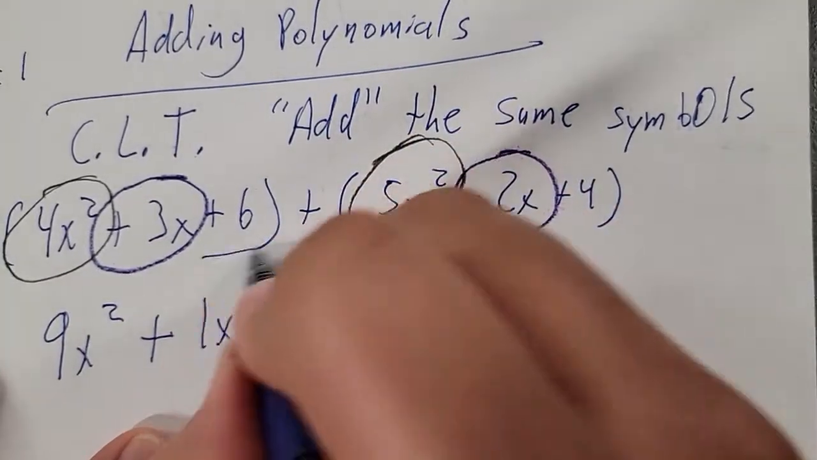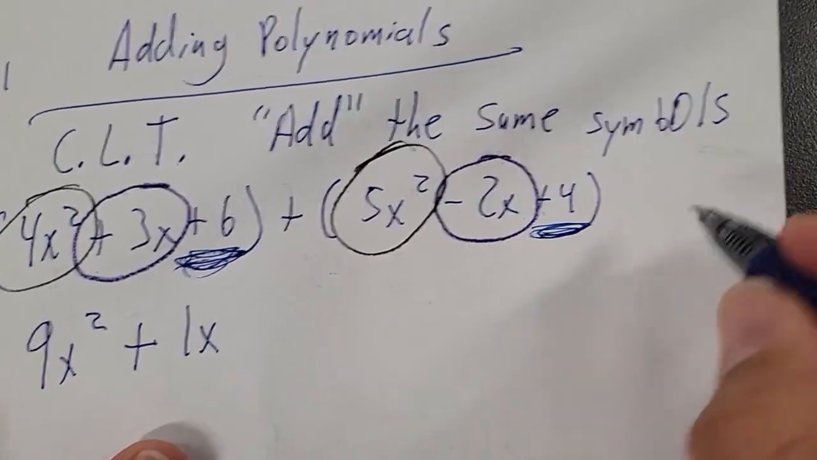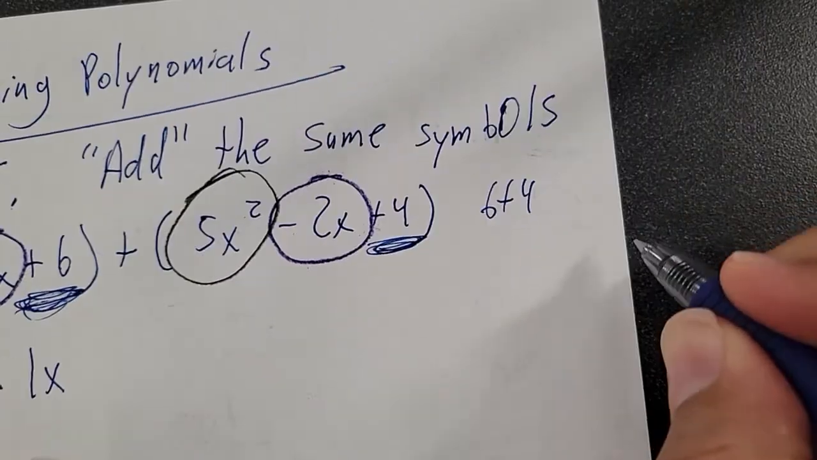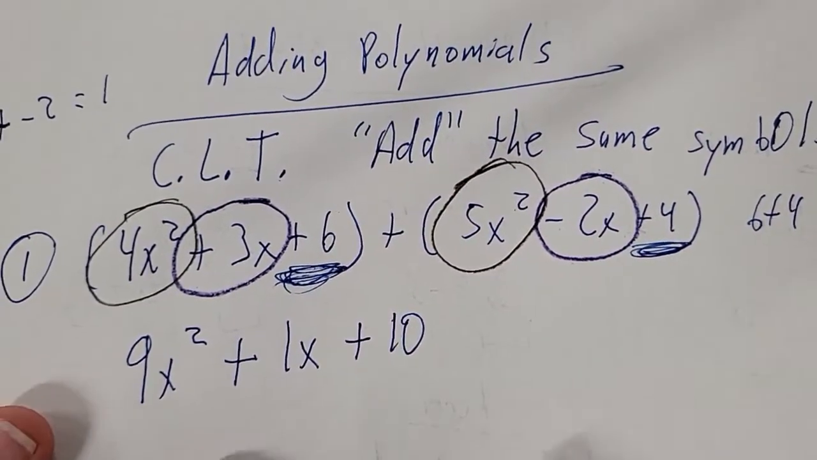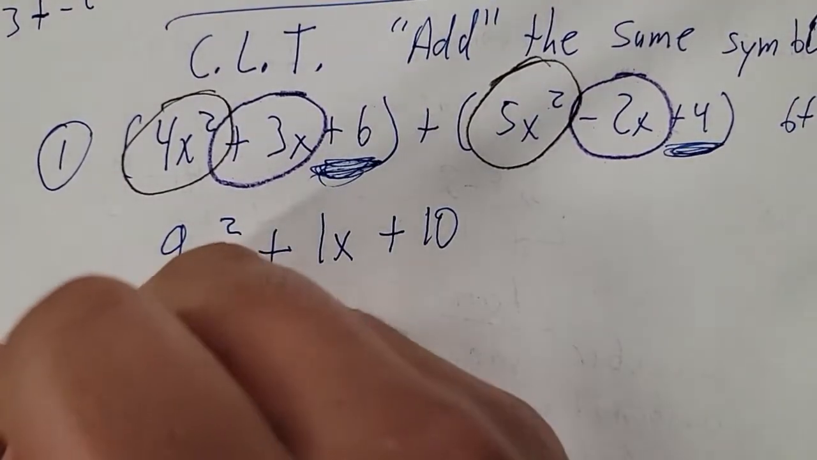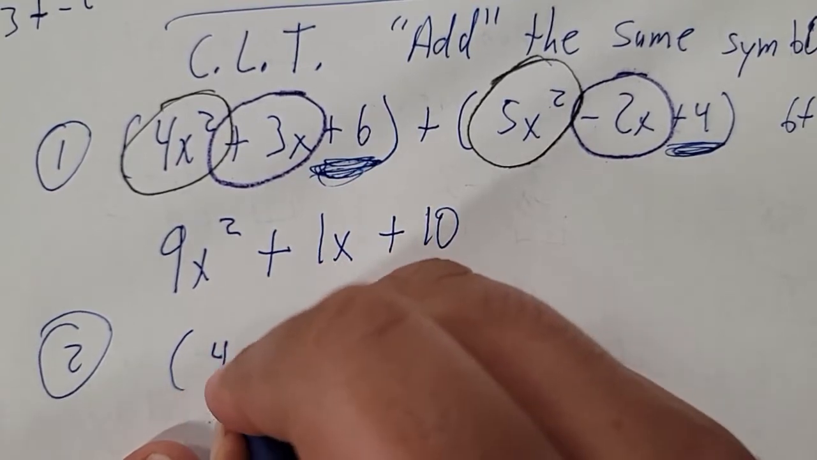And then right here, I have the 6. That one doesn't have a variable. The 4. So what is 6 plus 4? That's going to be a positive 10. So I hope you can kind of see the difference there. All right, so we can do something more complicated.